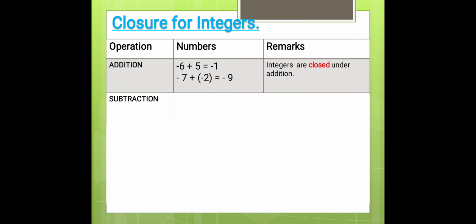Next, we move on to subtraction. Let us subtract two integers and check if the answer is an integer or not. 7 minus 5 is 2. The answer is an integer. Whereas in the second example, negative 5 minus 6 equals negative 11, which is again an integer. Therefore, integers are closed under subtraction.